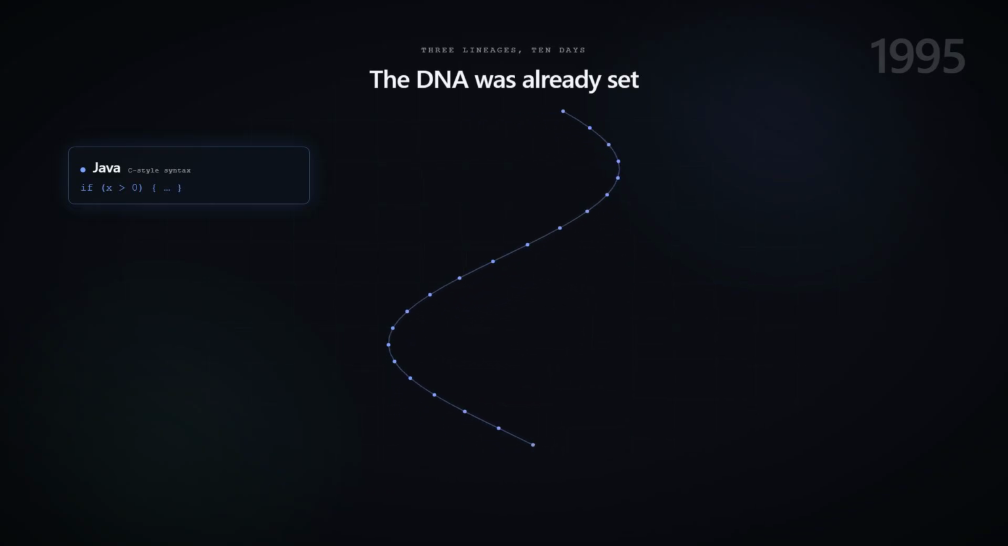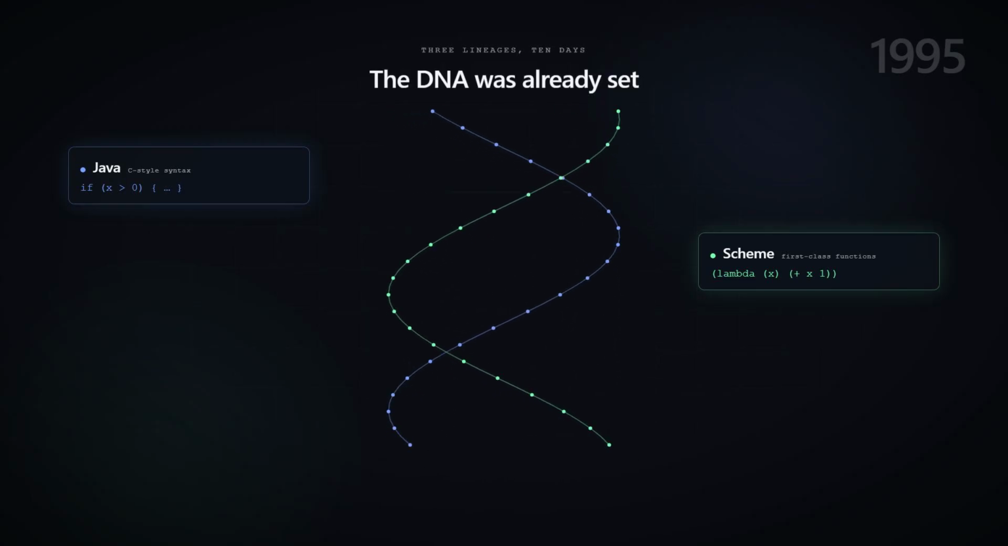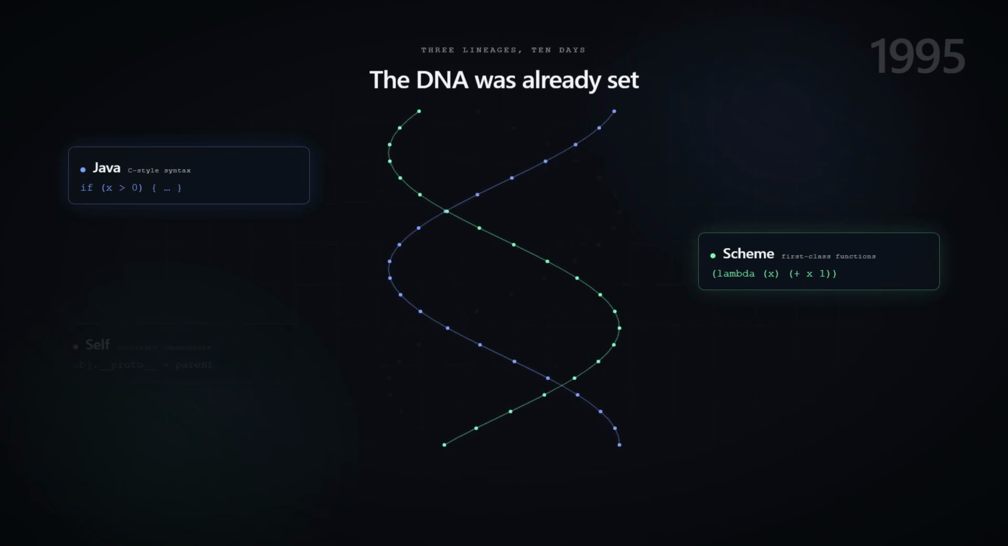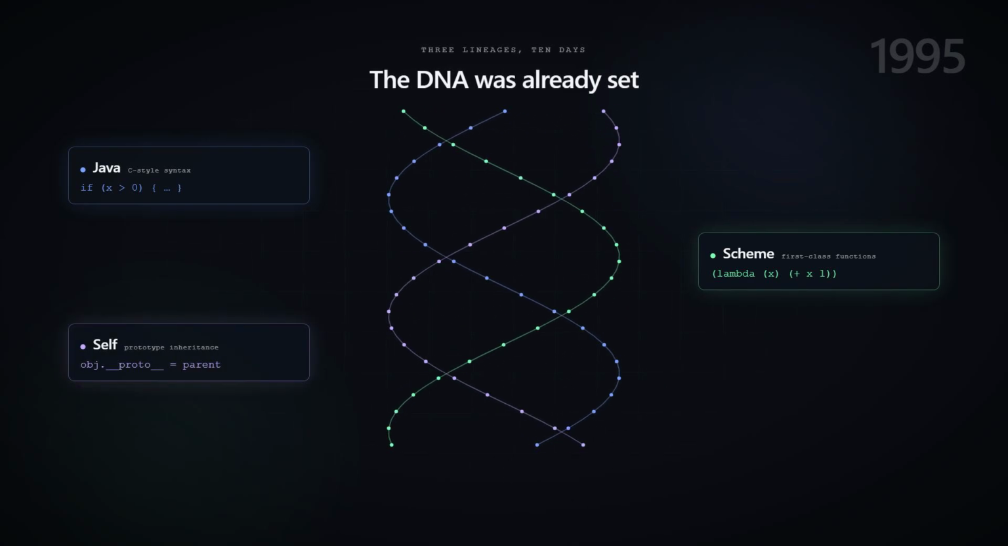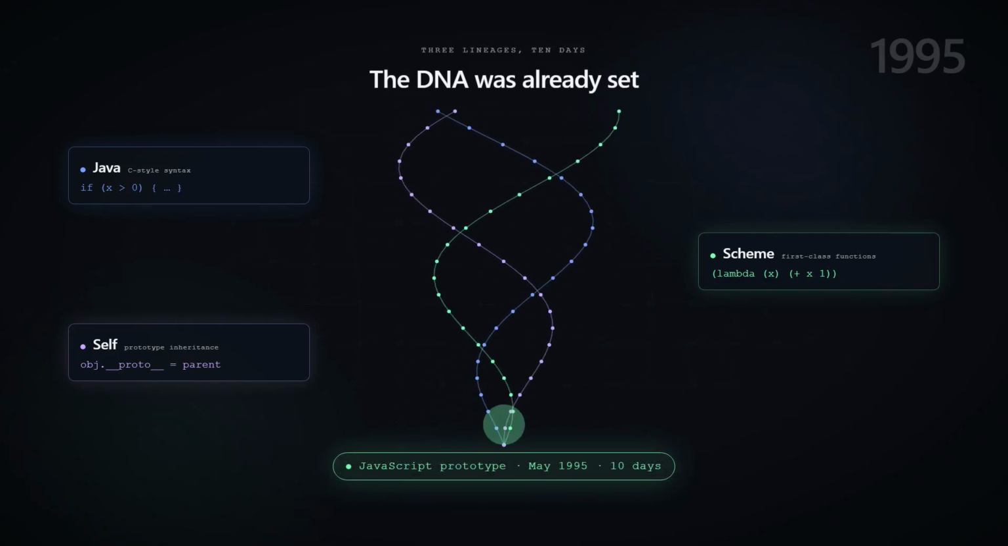What Eich actually built in those 10 days was a prototype, not the final language, but its DNA was already set. He took the C-style syntax from Java: curly braces, semicolons, the if and parentheses look that familiar developers expected. He took first-class functions from Scheme. A function is a value. You can pass it around, return it, store it. And he took prototype-based inheritance from Self. No classes, just objects inheriting from other objects.